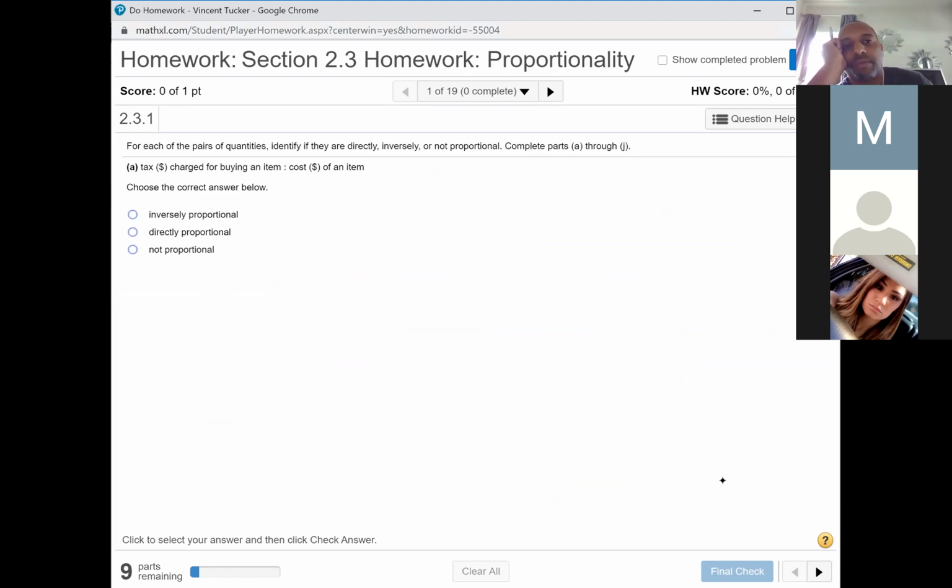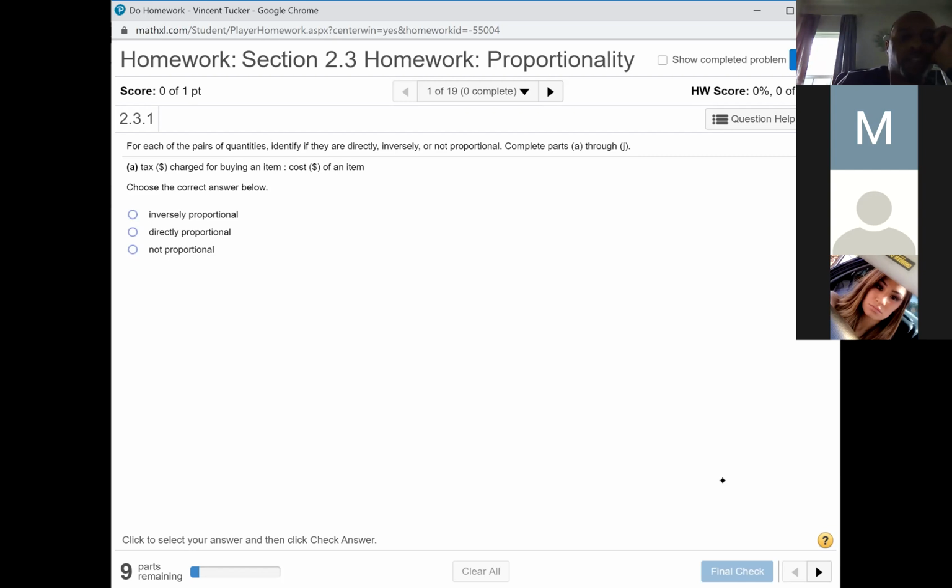All right. First problem in 2.3. For each of the pairs of quantities, identify if they are directly, inversely, or not proportional. So remember, directly means that when one increases, the other one increases. Inversely means when one increases, the other one decreases. And if there's no relationship at all, then you would choose not proportional. Very similar to the way a lot of exercises start off. They get you acclimated to the terminology and the concept.